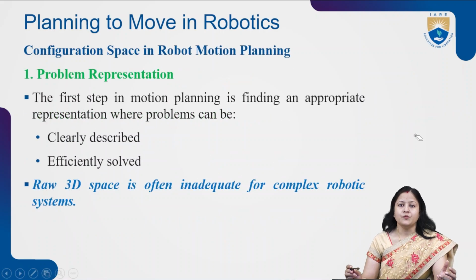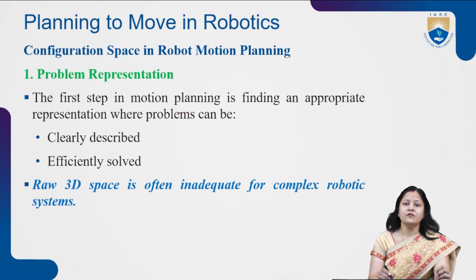Now, configuration space in robot motion planning. Configuration space, as I told, is the virtual space compared to the workspace. First, to configure the software of any hardware component of the robot, the problem should be represented in a precise way. That is why the first step of the configuration space is problem representation. This is the first step in motion planning: finding an appropriate representation where the problem can be clearly described and efficiently solved.